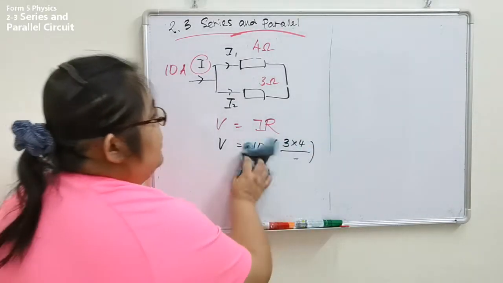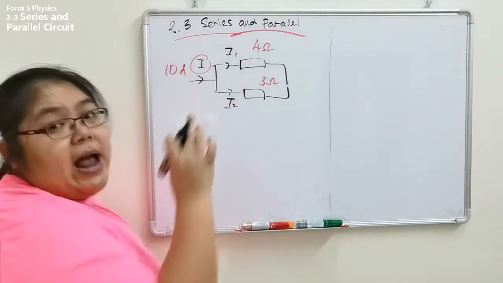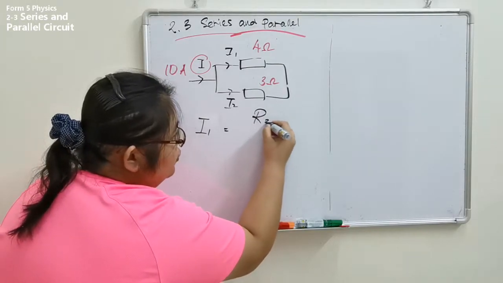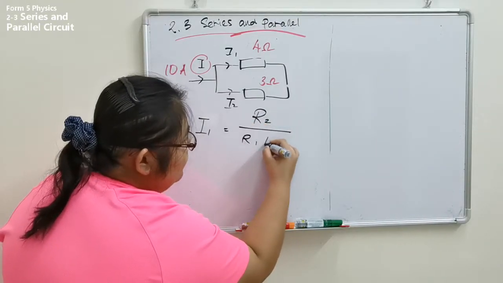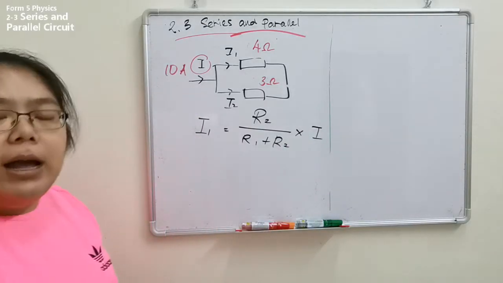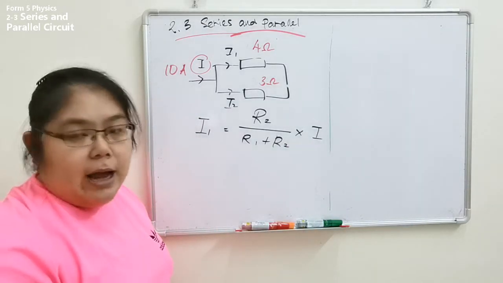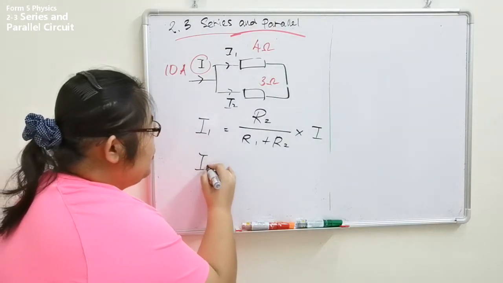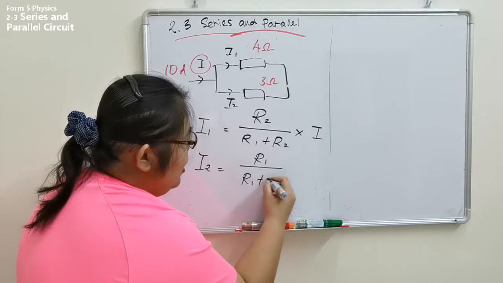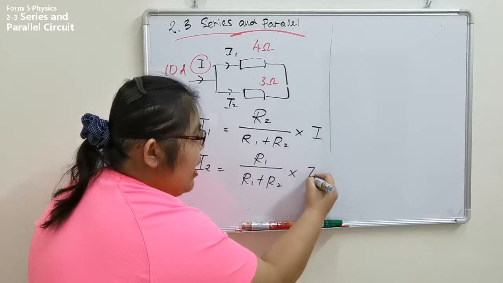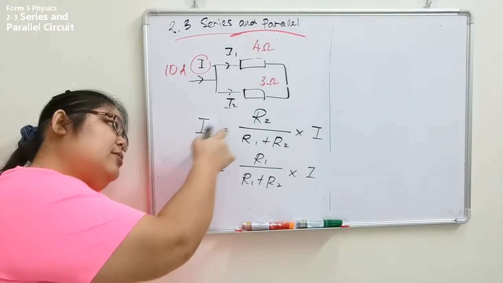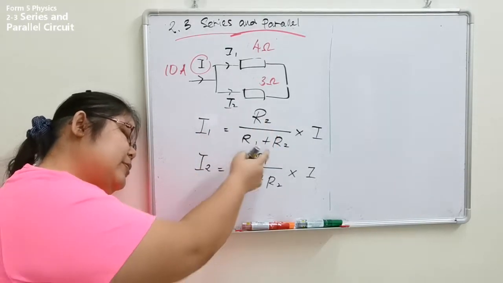Let's see how to apply the formula. If you want to find I1, the formula is R2 over R1 plus R2 multiplied with the total current. This is the formula to find I1. If it is I2, it is R1 over R1 plus R2 multiplied with I. See the difference: if you are finding 1, the top must be 2. If you are finding 2, the top must be 1.